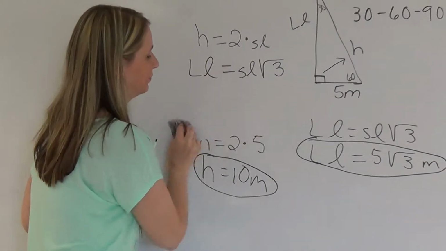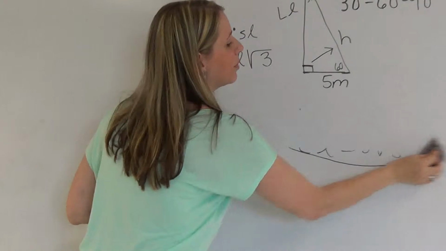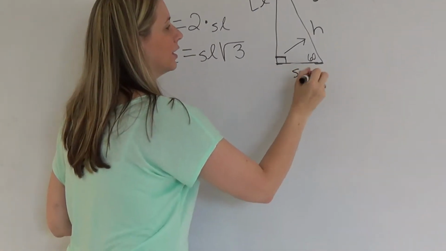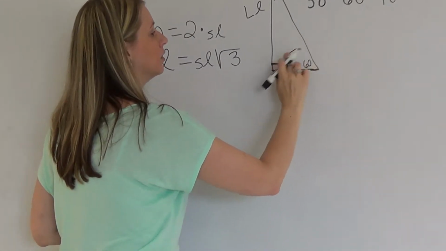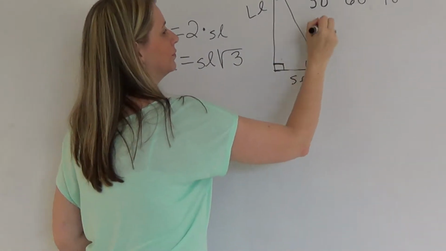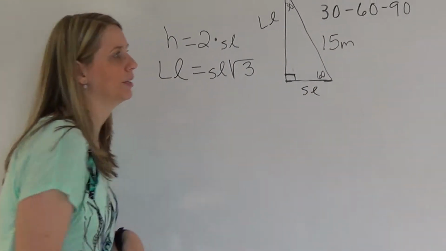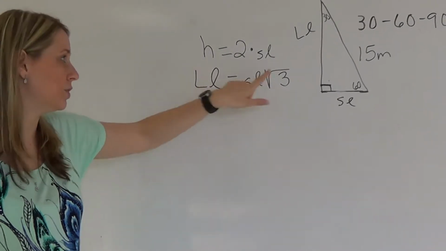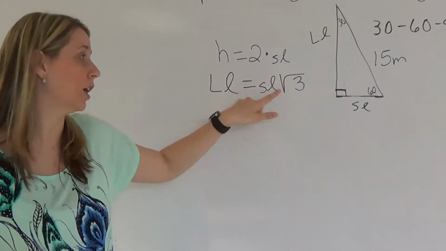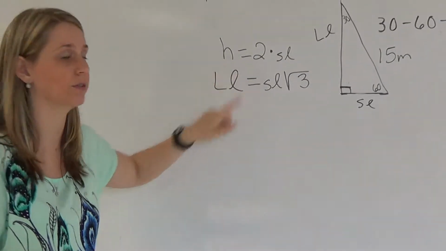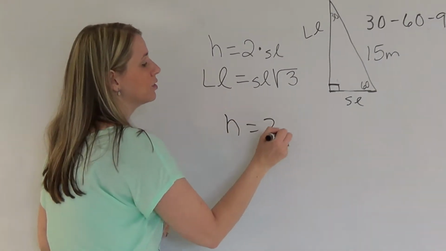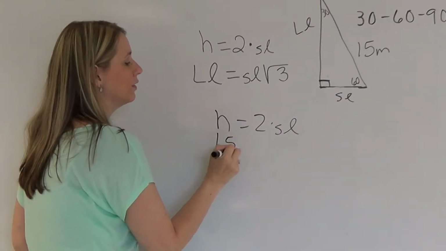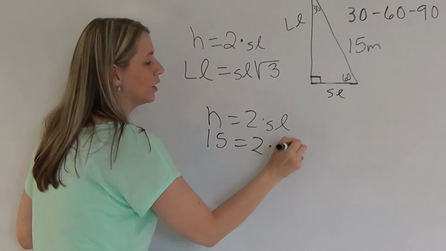So for example, I'm going to erase this. Let's say we know the hypotenuse, but we don't know the other two. This is my shorter leg. My hypotenuse, let's say it's 15 meters. Now, it does matter which formula you start with, because do you see an h in this formula? No. So we cannot start with that formula. We have to start with the h formula. So we use it. H is equal to 2 times the shorter leg. I know what my h is, so I'll plug it where the h is. 15 is equal to 2 times the shorter leg.